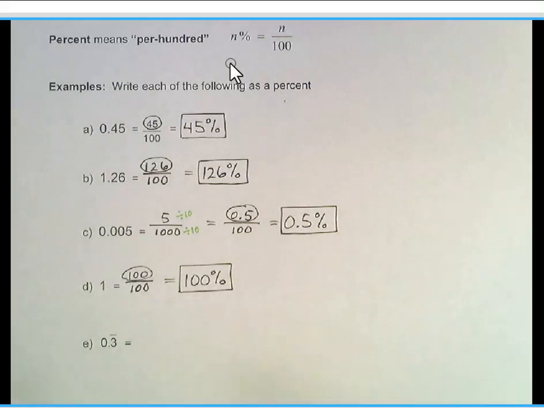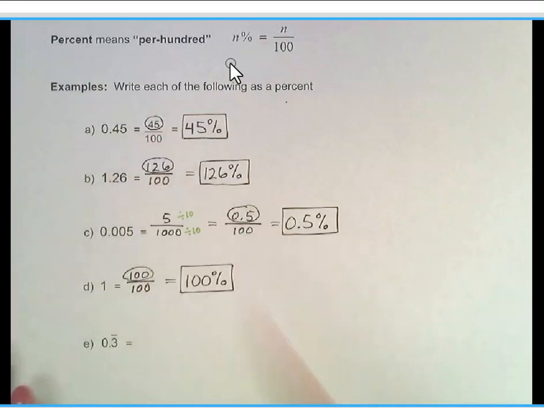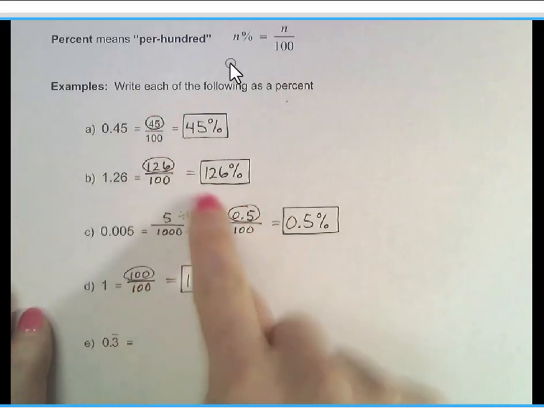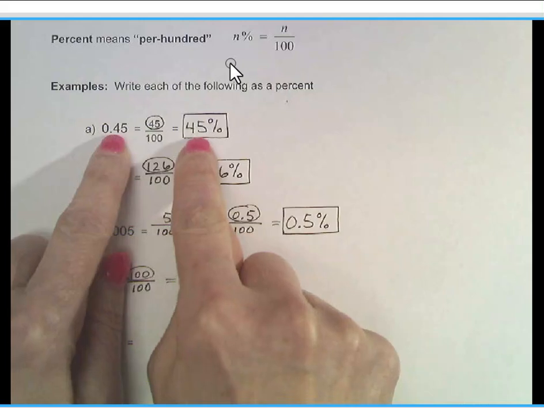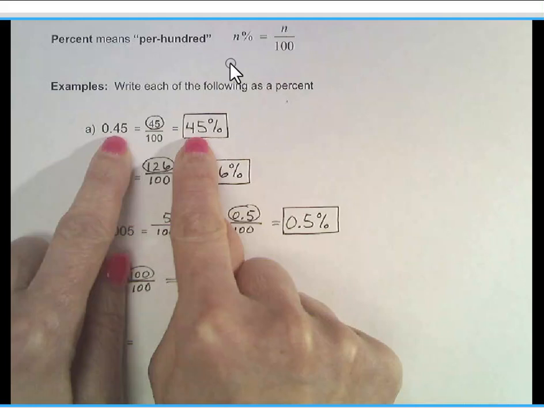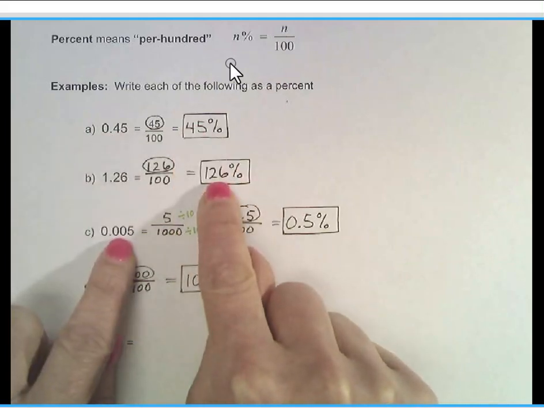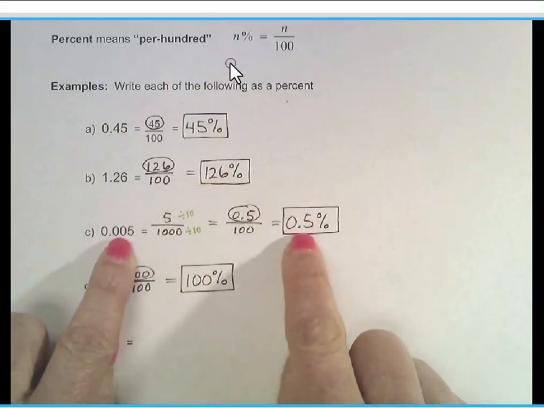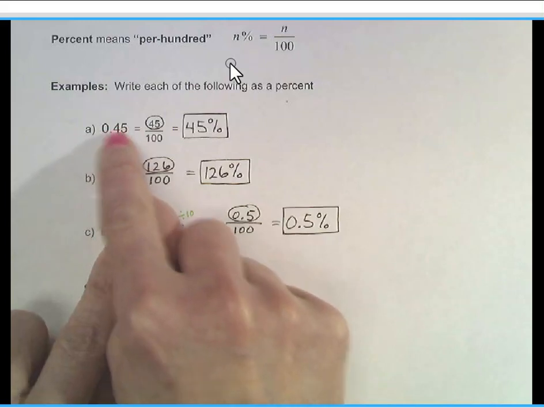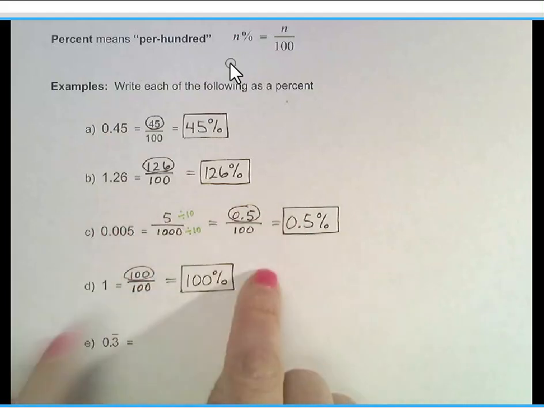So before I do the last one, I just want to talk about, is there a way that we could do this quicker without having to create a fraction each time? So what I'm saying is, is there a way for us to avoid the middleman and just go straight from the decimal to the percent? So if 0.45 is 45%, 1.26 is 126%, 0.005 becomes 0.5%. Like, what is happening with the decimal? It would look like the decimal is moving to the right, to the right, to the right. How many places though? 2 places.